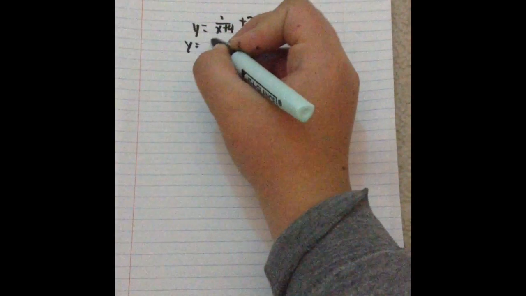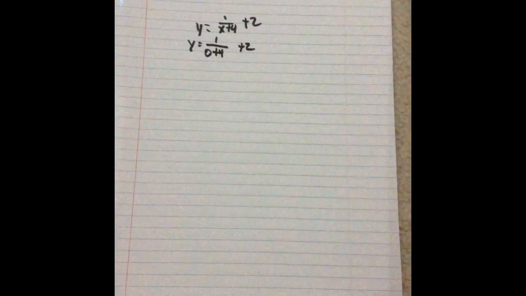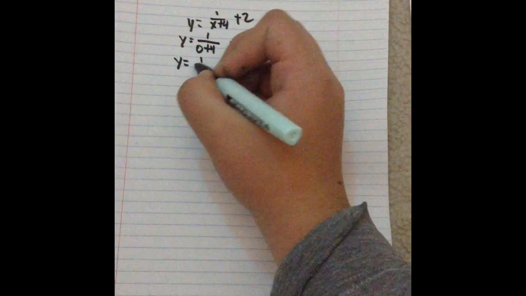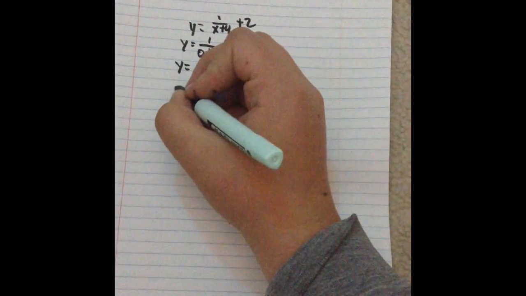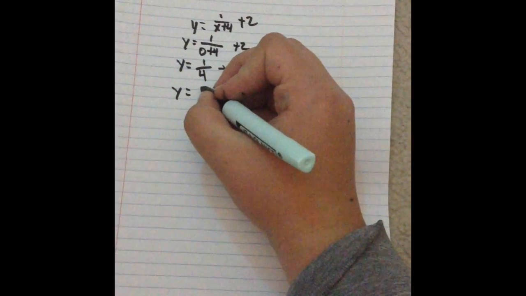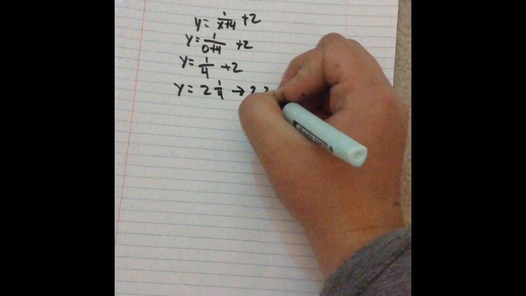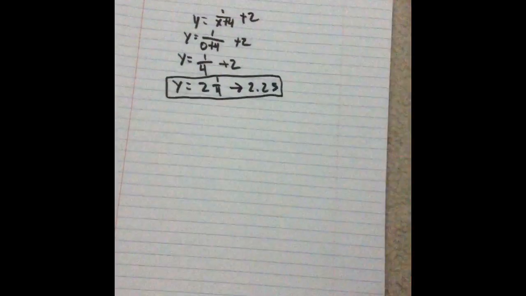The next step will be to find the x and y intercepts. To find the y-intercept, all you have to do is plug in 0 for the x in the equation. Like that. And then after this, all you have to do is simplify. So that turns into 1 over 4 plus 2. That turns into y equals 2 and 1/4, or 2.25. And that is our y-intercept.